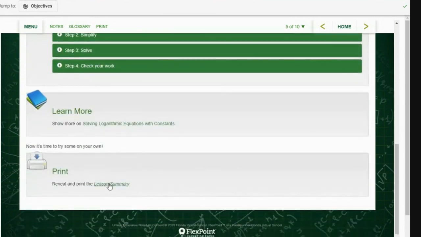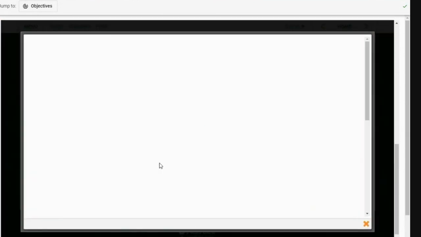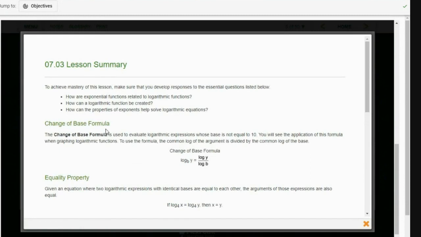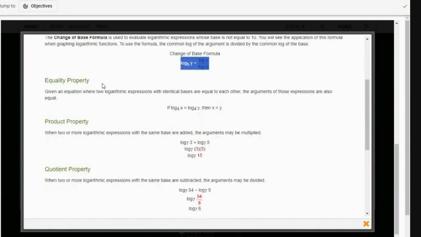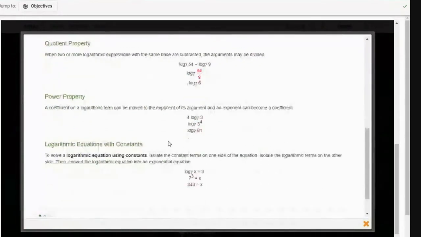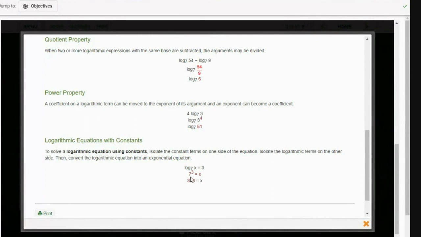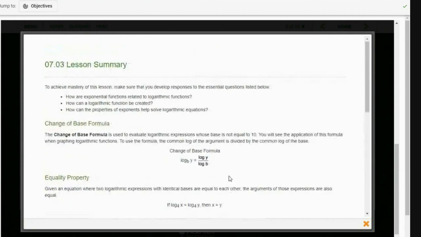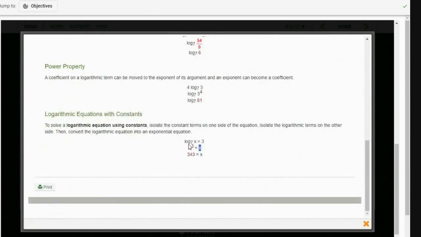There's more of that. But here is the lesson summary, and it has all of those properties that we looked at: the change of base formula, which we saw early on, the equality property, the product property, the quotient property, the power property. And then with constants, this just uses rearranging. Log 7 of x equals 3 means 7 to the third power equals what? And you take 7 to the third power. So that goes back to the very beginning where we learned how to write a logarithm as an exponent. So we already know how to do that as well.